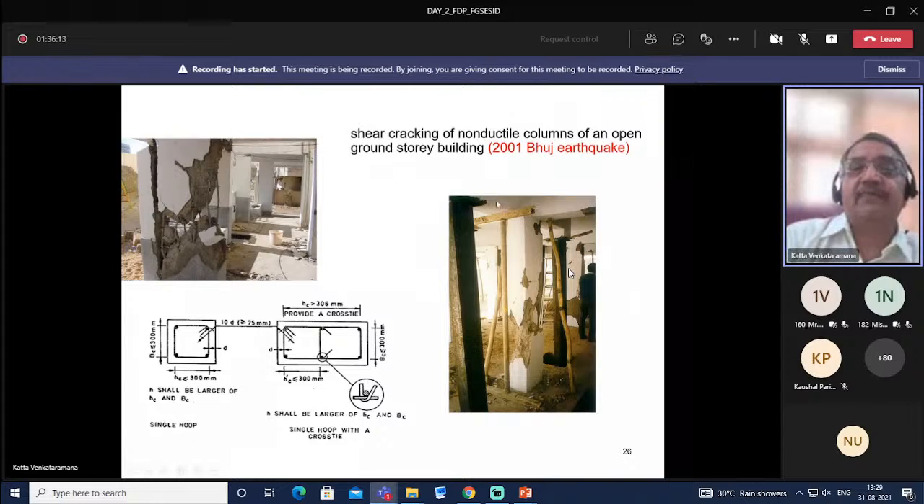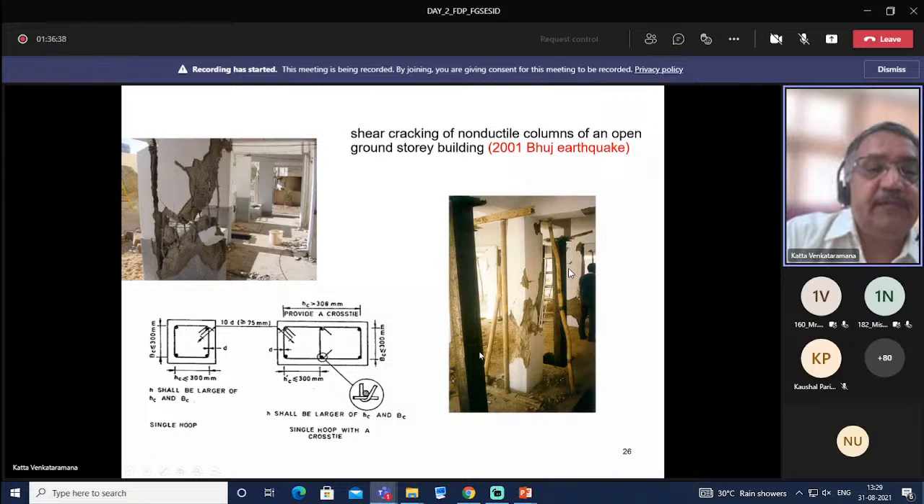Then shear cracking of non-ductile columns of an open ground story building. You can see this is a ball pen here. So the spacing of stirrups is more than 150 mm center to center. And in this building, we don't see any stirrups at all.